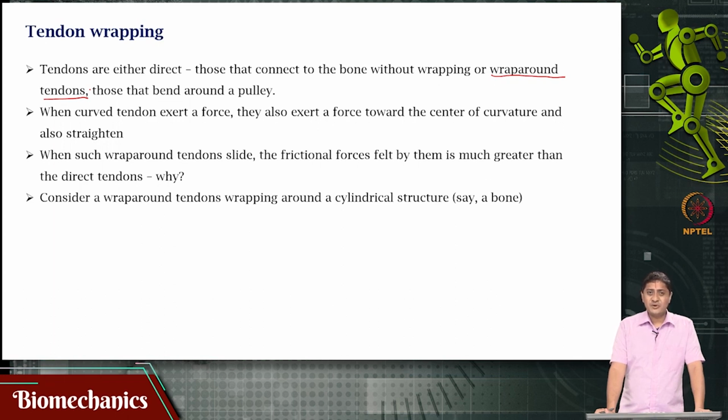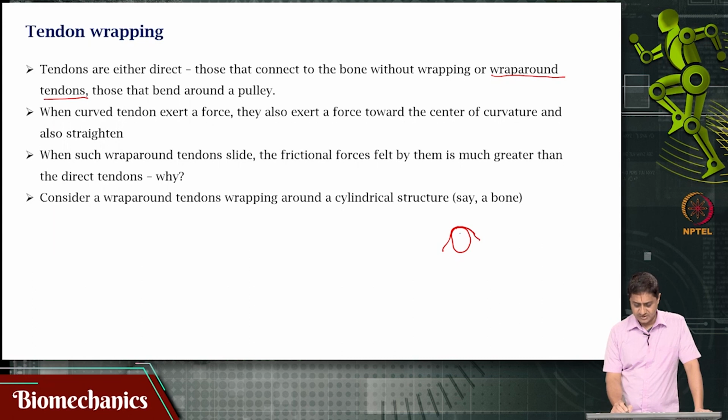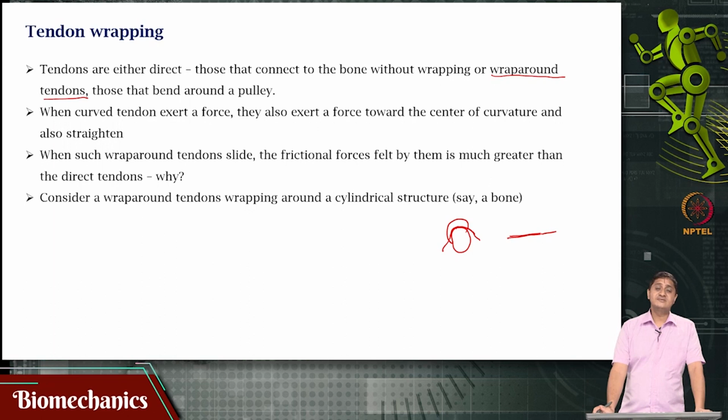When these kinds of wraparound tendons slide, the friction felt by them is much greater than the friction felt by the direct tendons. Why is this the case? Let us say there is a bone, a cylindrical structure, and a tendon wraps around, stays in contact, and then goes out like this. The friction felt by this tendon is much greater than the friction felt by a straight direct tendon. Why is this the case?